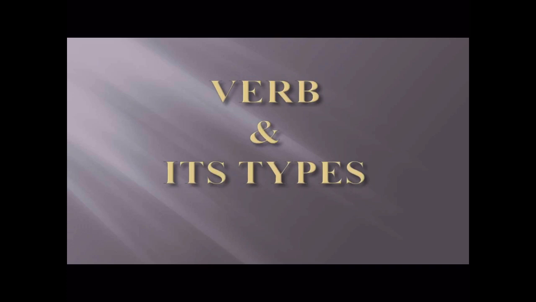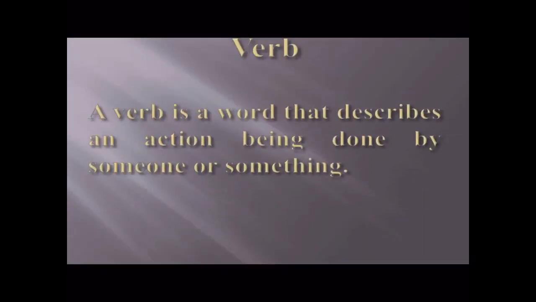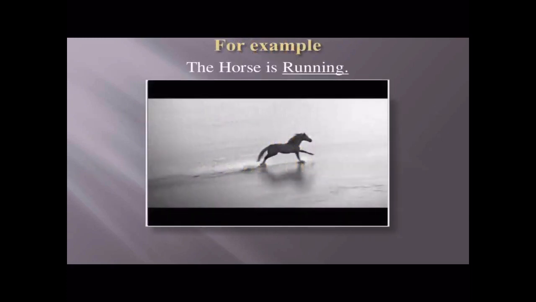Today the topic is the verb and its types. First of all, what is a verb? Well, as you must know, a verb is an action word. This means that it describes what the subject is doing in a sentence, or what is being done. So we have different types of verbs. But for example, we have this sentence: the horse is running.